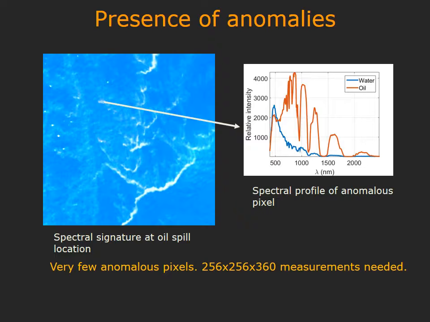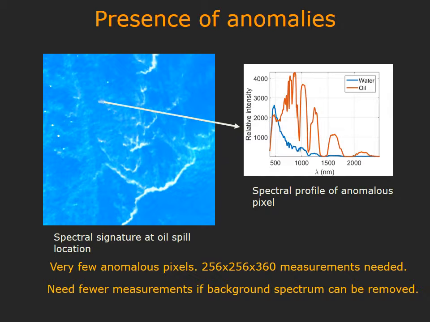Current anomaly detection algorithms require the complete hyperspectral cube to estimate the location of anomalies, a process that is wasteful and needs several expensive sensors. If we can remove the background spectrum, then fewer measurements will be needed to estimate the anomalies.